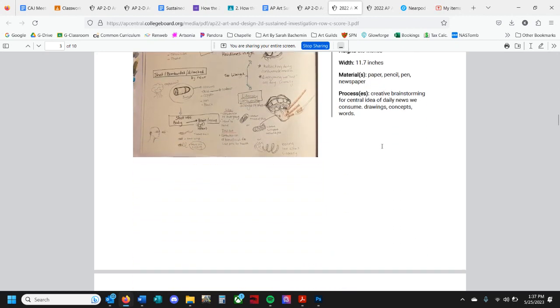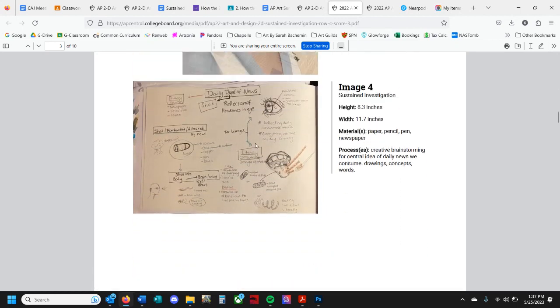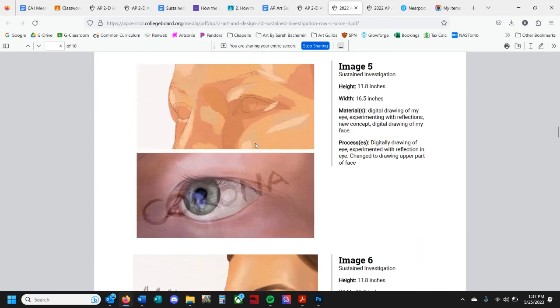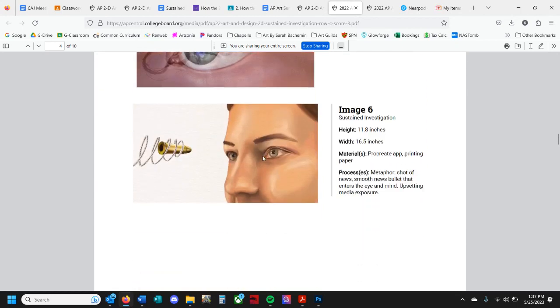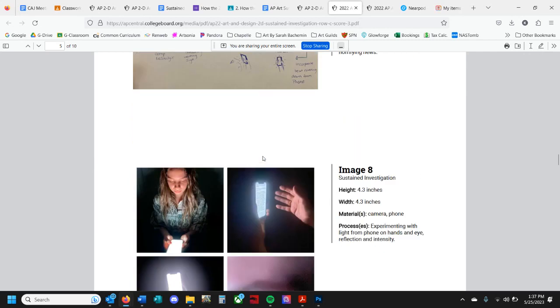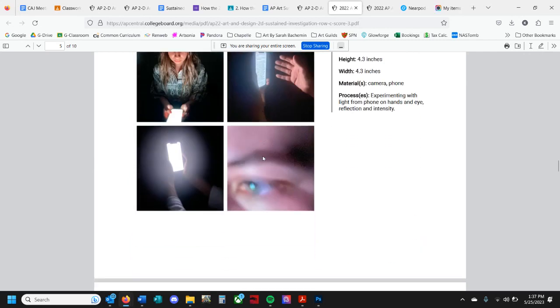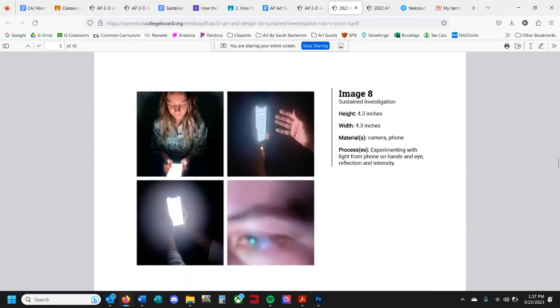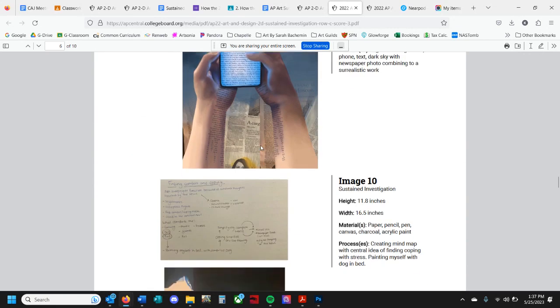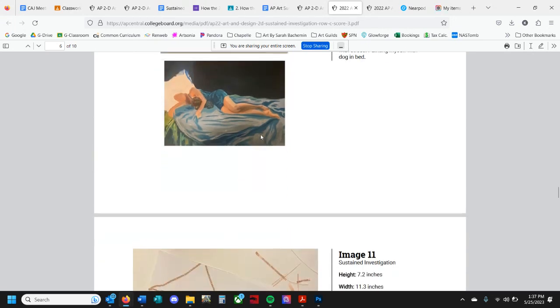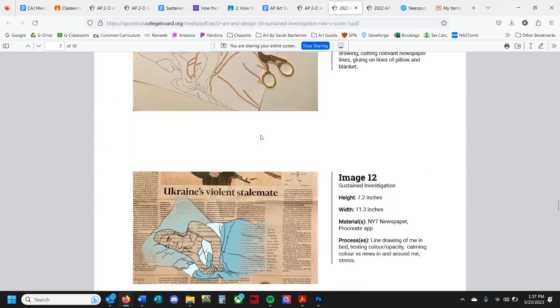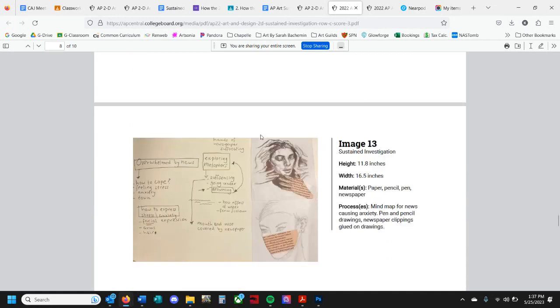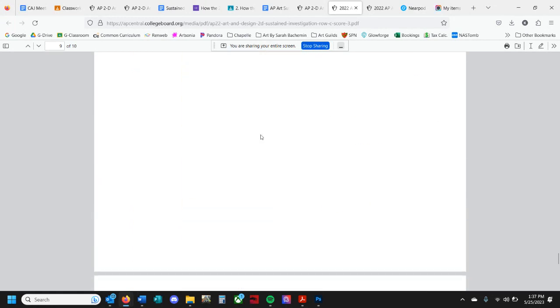And then again, she does that for her other pieces. Here's her inspiration page from her sketchbook. Here's the digital work, and here is the final piece. Here's the sketchbook page, and here is the final piece that was created based off of the sketchbook page and the inspiration images. Sketchbook page, inspiration, and development, final piece. Scroll all the way down here.